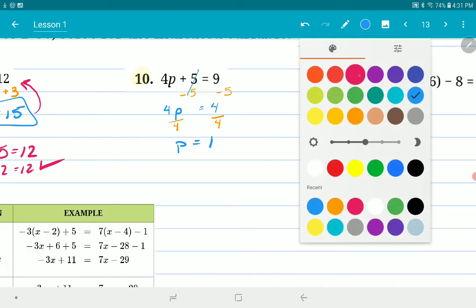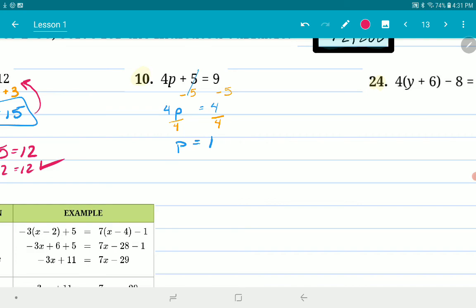All right, so I'm going to take that p equals 1 and check it. If I plug that in, I get 4 times 1 plus 5 equals 9. And I want to check if that's true. 4 plus 5 equals 9. So check.